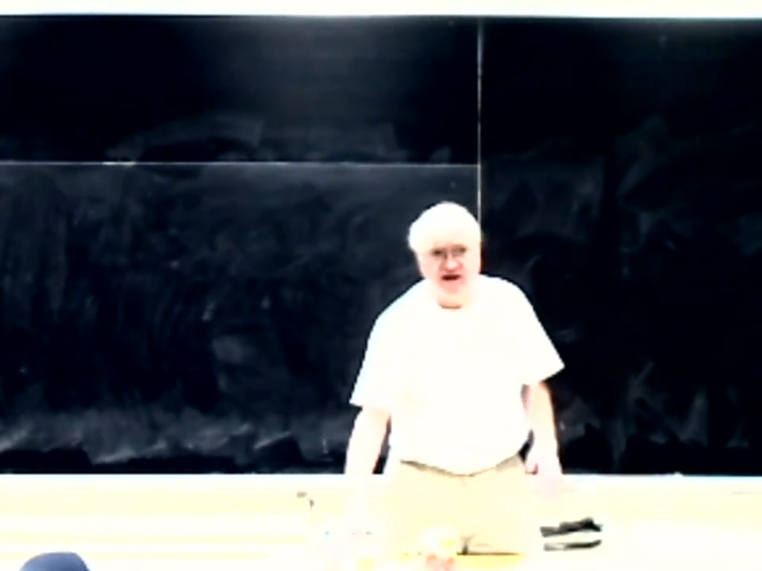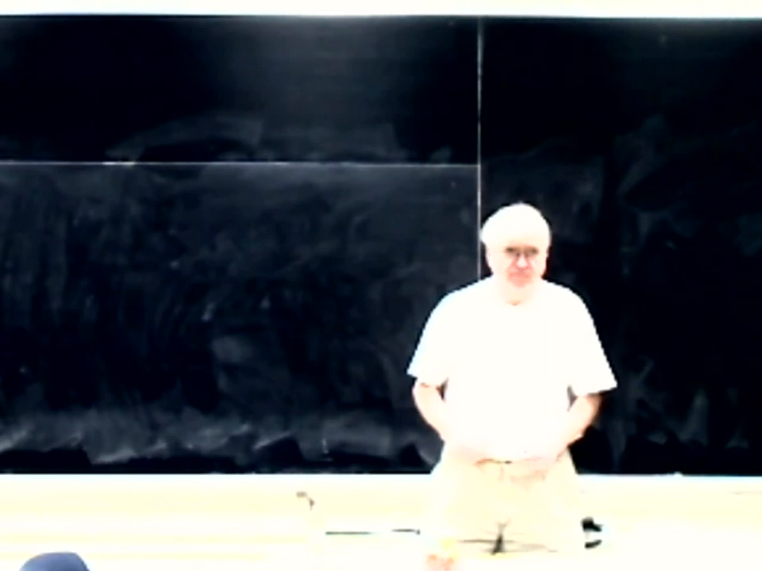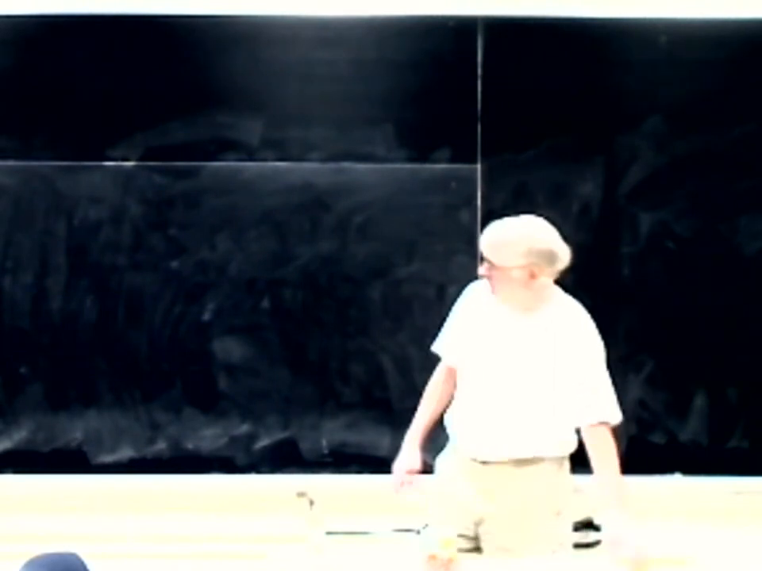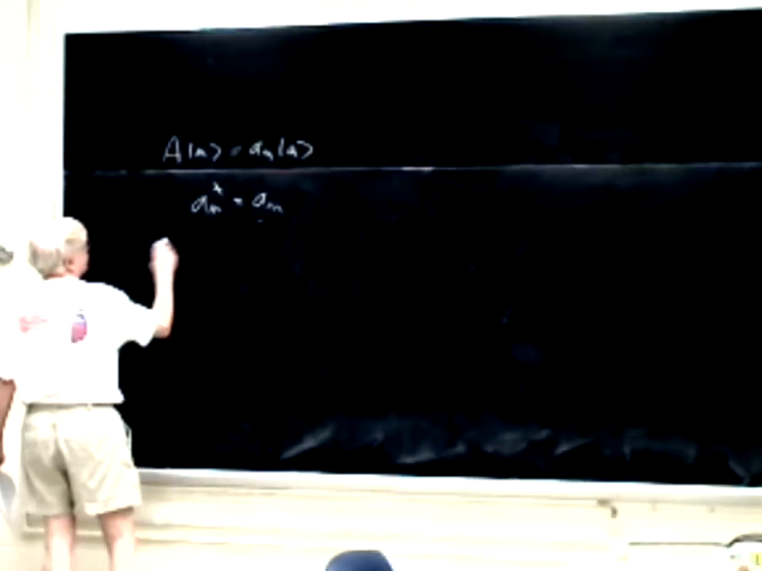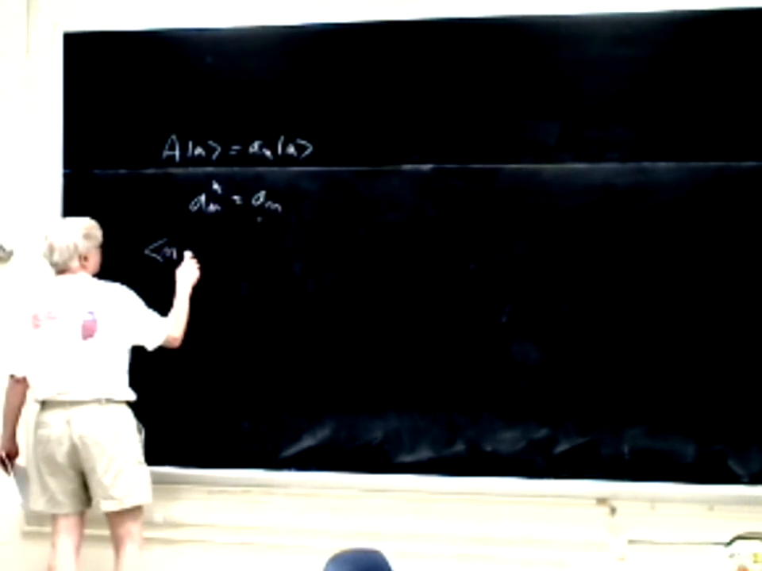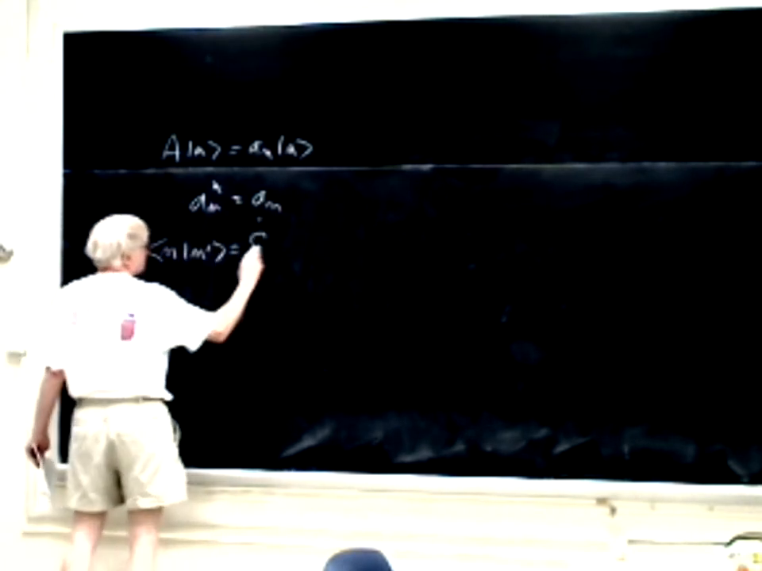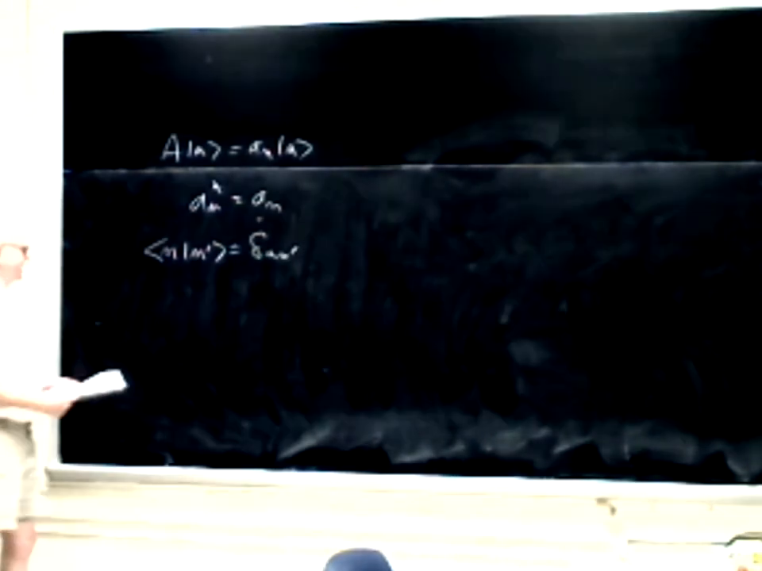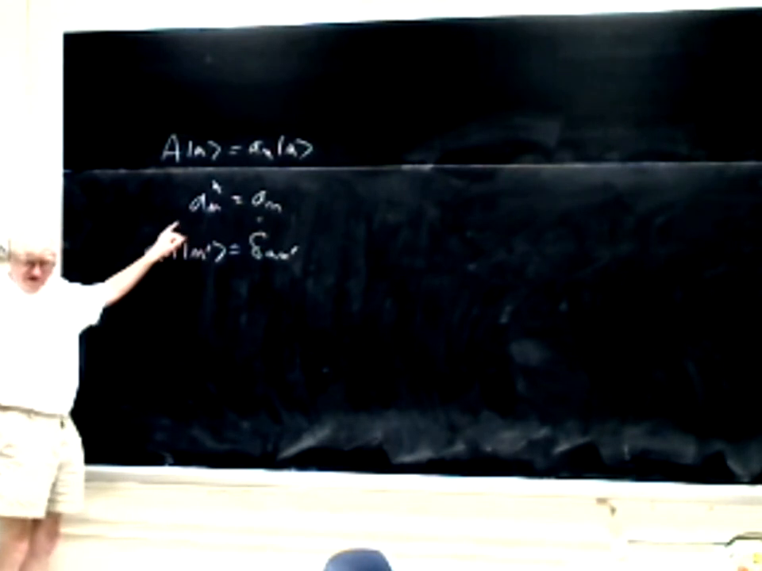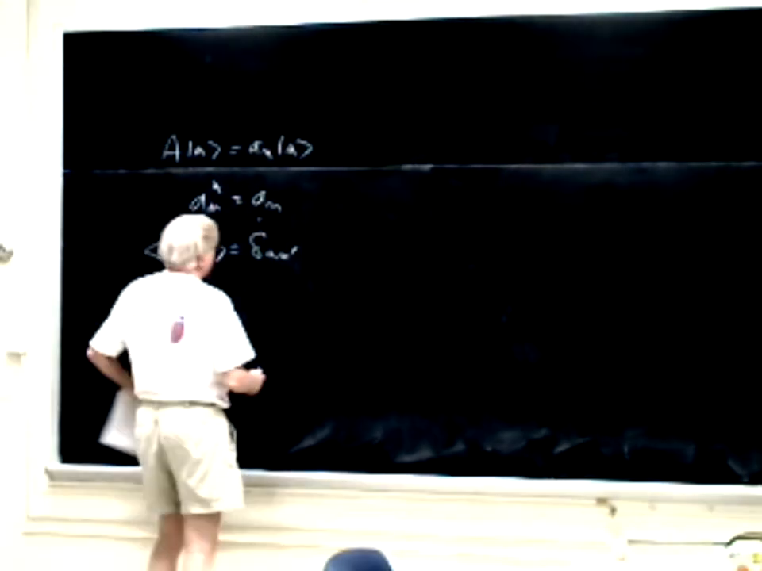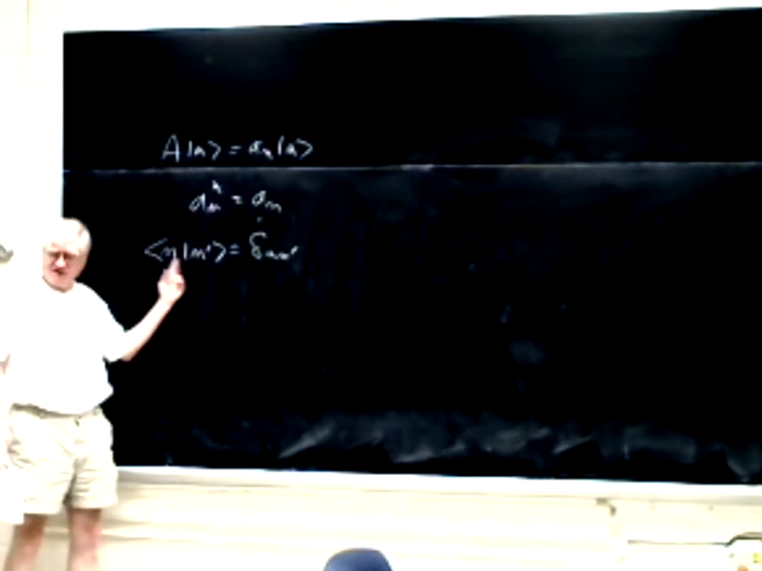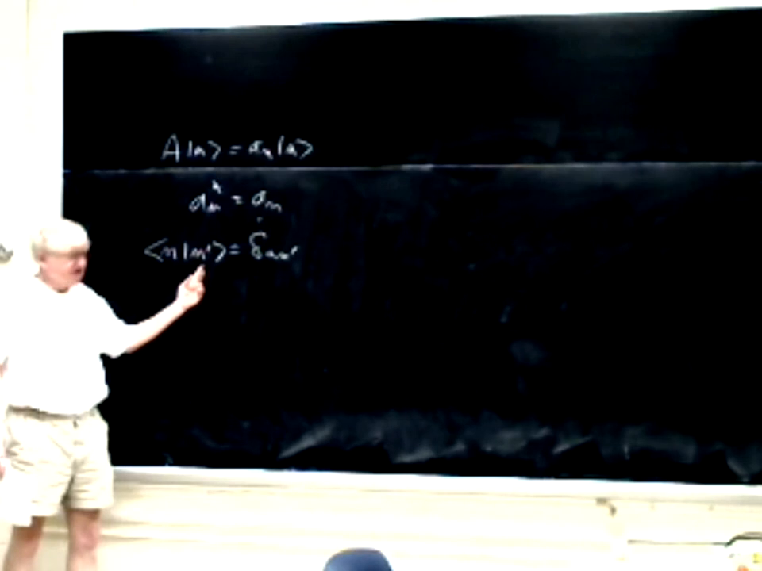Okay. All right, well, any questions before I start? We were talking about Hermitian matrices last time, and we saw that the eigenvalues of a Hermitian matrix are real. We saw that the inner product of eigenvectors n prime and n is delta n prime n. This comes about automatically if the eigenvalues a sub n are different. I've normalized them, but the point is they're orthogonal if the eigenvalues are different.